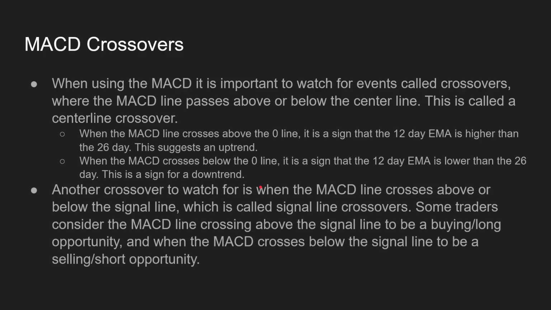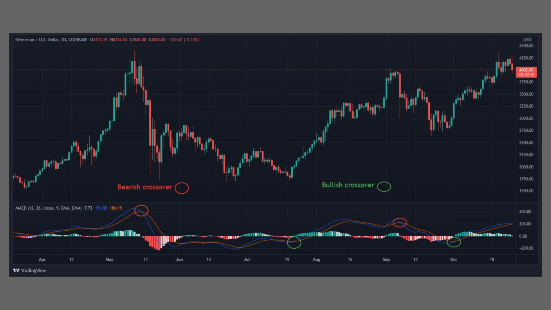Now, another crossover to watch out for is when the MACD line crosses above or below the signal line, which is called signal line crossovers, when the two lines cross over each other. Some traders consider the MACD line crossing above the signal line to be a buying or longing opportunity. That's their signal. And when the MACD crosses below the signal line, that's when they look to sell or short. That's their signal for that.